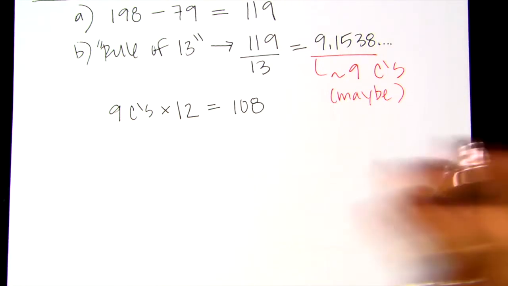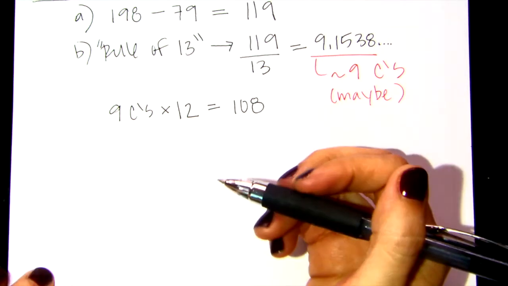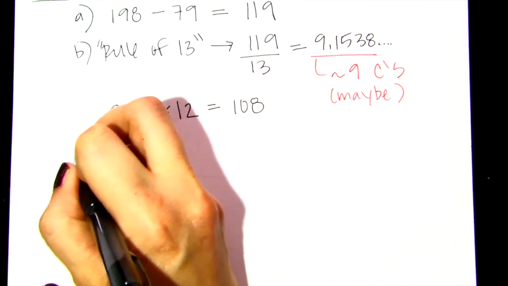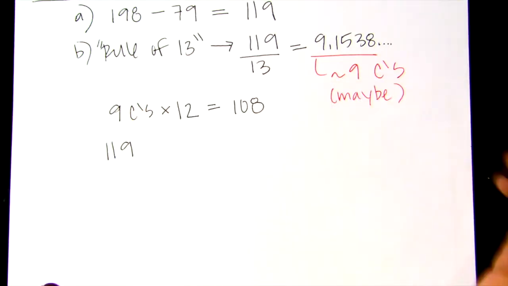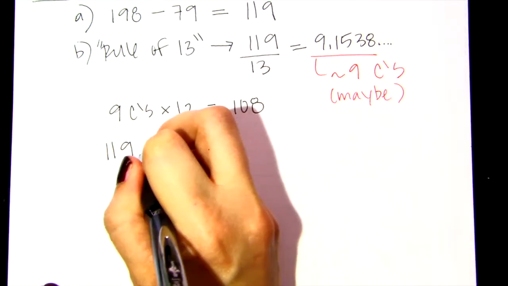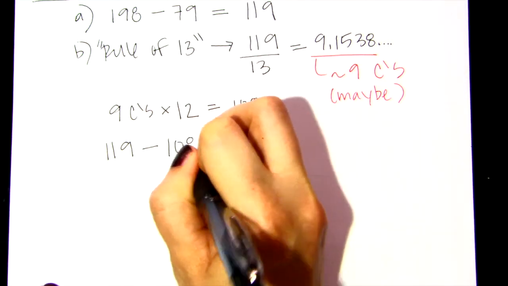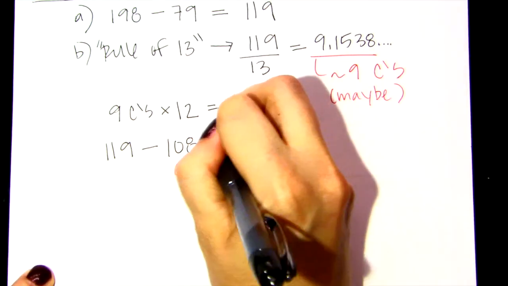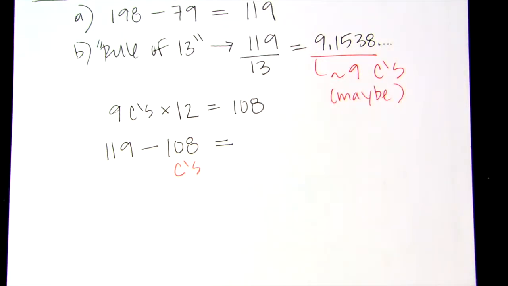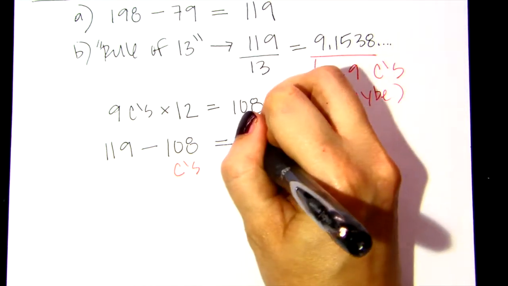And so then what I do is I'm kind of figuring out what's going on here. So I'm taking my mass, my 119, right? And I'm subtracting the mass of my carbons. So that's my carbons. And then see what I have left. So that leaves me with a mass of 11.